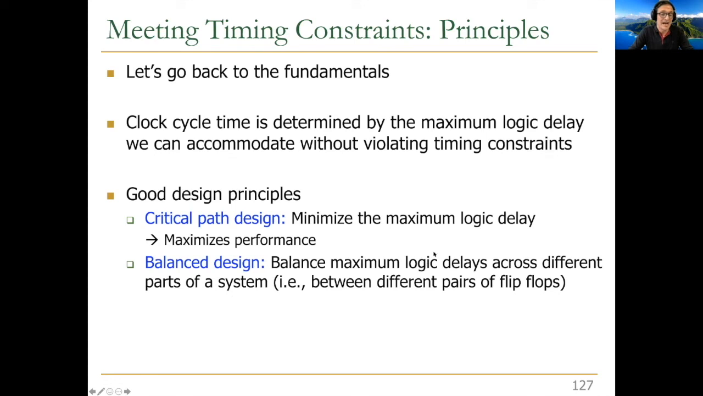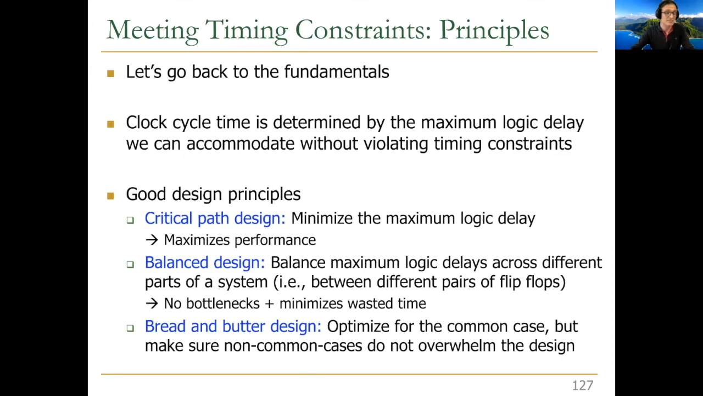The idea here is to balance the maximum logic delays across different parts of a system, for example, between different pairs of flip-flops. You have 2 flip-flops and you have some combinational logic. And you have another set of 2 flip-flops and you have some combinational logic. A balanced design balances the maximum logic delay across all of these different parts so that none of them is really a big critical path. Basically this ensures that there are no bottlenecks, and it also minimizes the wasted time in any path in general. So balanced design is actually good for efficiency as well as not having bottlenecks in your system.